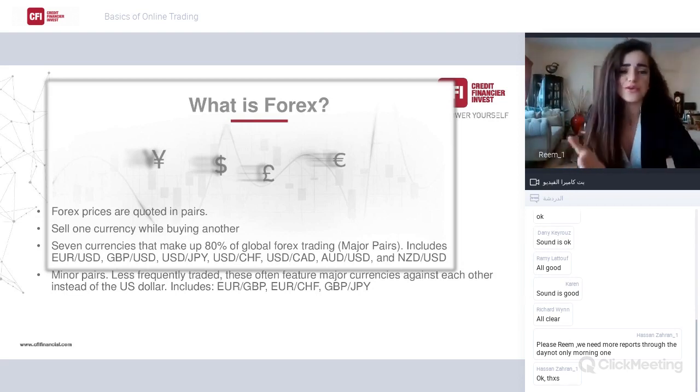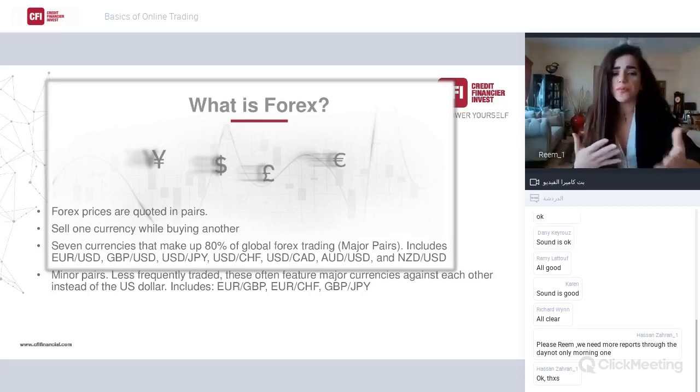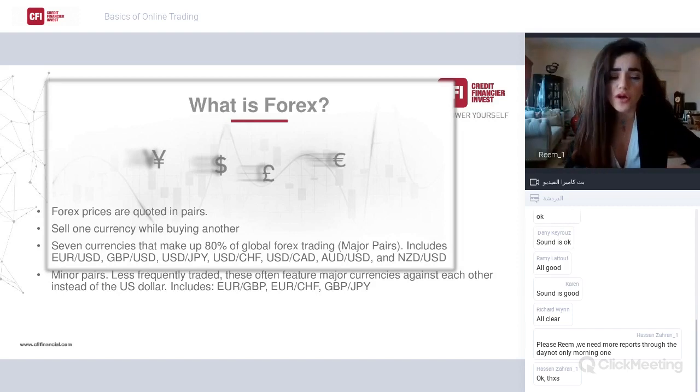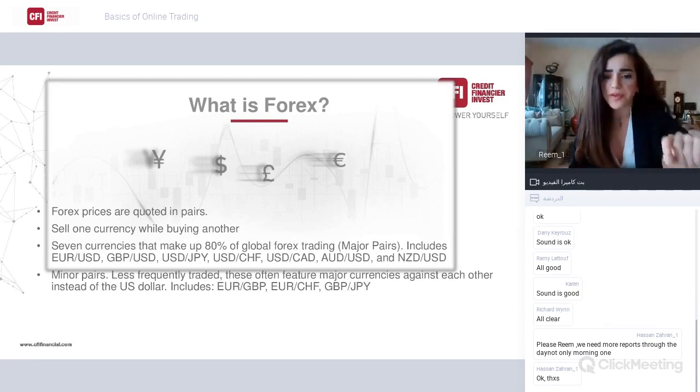So you get to see Euro Japanese, Euro Swiss franc, Japanese yen, and the pound. Anything that doesn't have the dollar in it is called a minor, or a cross. Anything with a dollar is called a major currency. Okay? One more tip here.